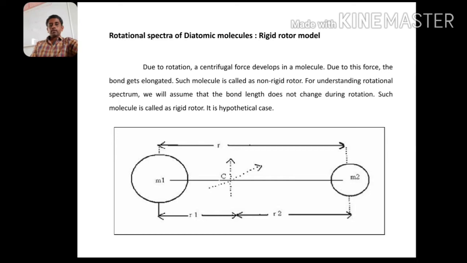We will see in the figure the diatomic molecule having atoms A and B, and the atom A with mass m1 and B with mass m2, and the distance between them is denoted by r0, and it is rotated about the center of gravity C end over end.